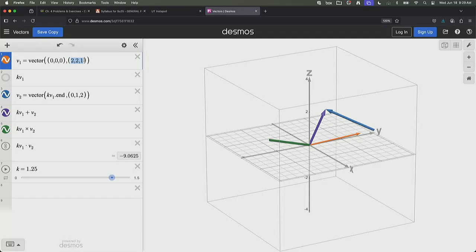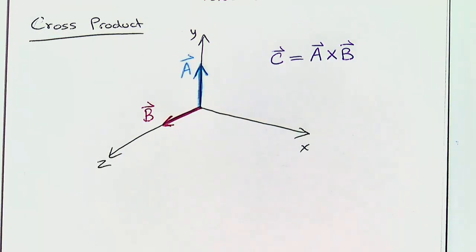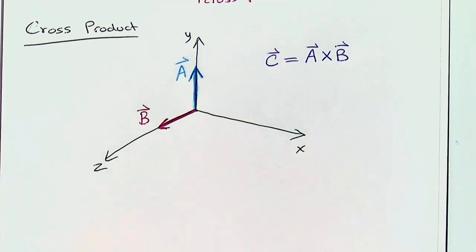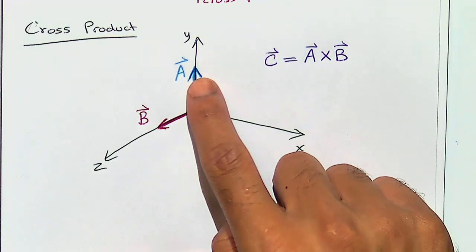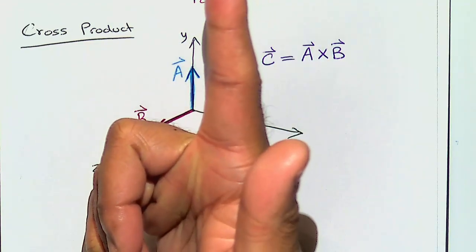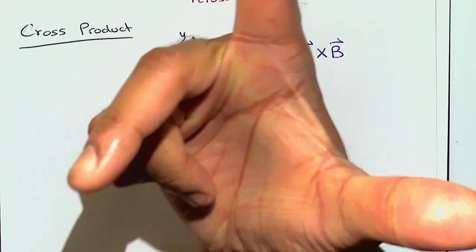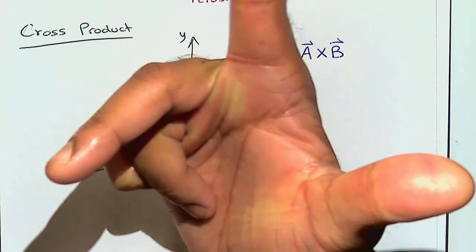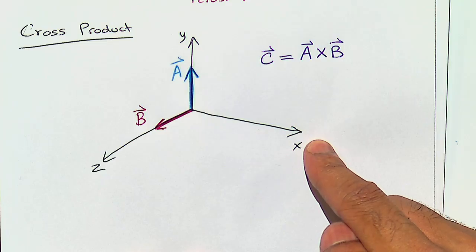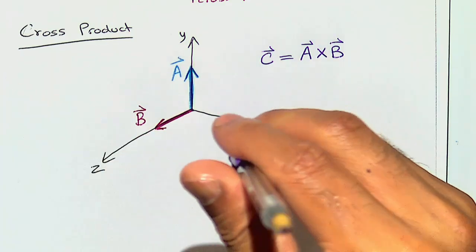All right, switching back to the notes. On paper you can do it too, you just have to use a little bit of imagination that you're depicting something three-dimensional. So A cross B: index finger along A, middle finger along B, and where does my thumb point? My thumb points in the direction of X, okay?